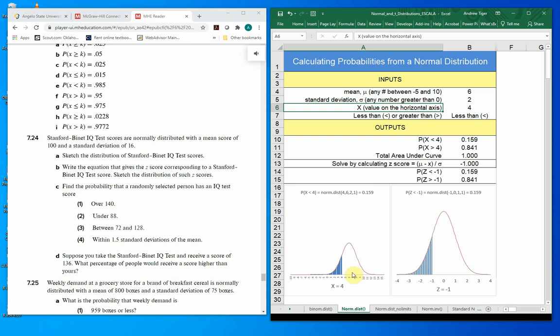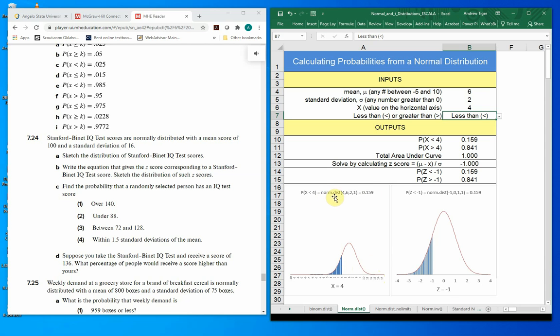So if we're looking over on this side, right now the mean is set to be 6, so you can see the center of this is around 6. It has a standard deviation of 2, and the value on the horizontal axis is 4. I've got it set up as less than, so the area to the left is shaded, the blue area, and that blue area is 0.159. It shows up there. You can roughly see the total area under this curve is 1, so this is about 16% of that.